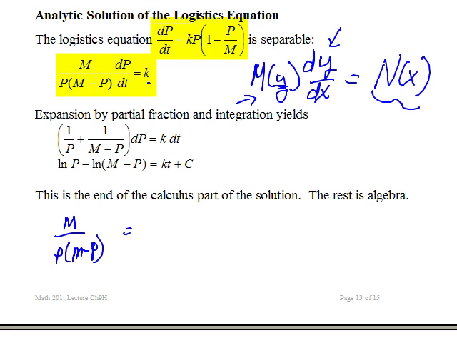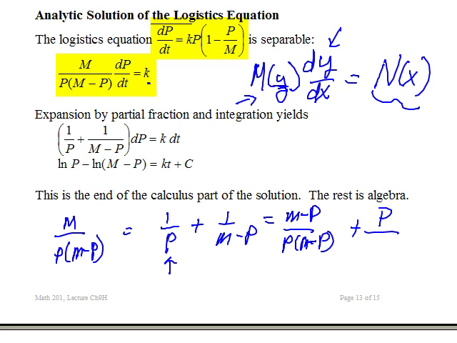So if I had 1 over p plus 1 over m minus p, say look for a common denominator. Multiply this by m minus p, I would have m minus p over the common denominator. Here you'd have to multiply by p over p, so you'd have p times the common denominator. When you combine these, you have minus p plus p. That goes away and you just get m over p times m minus p. All right, so I broke it out as partial fractions here, and now I'm going to integrate.